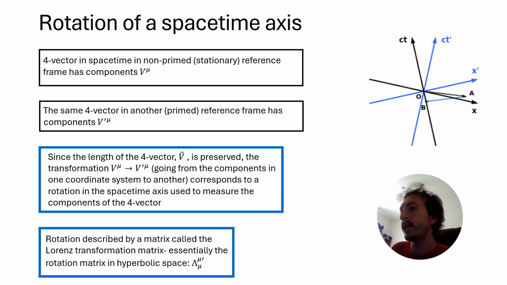Because we have a matrix, this matrix has 2 indices. Mu, because it has to take into account the coordinates in the non-prime reference frame, but it also has an index mu prime because it's going to give us the components in the prime reference frame. So it has 2 indices.